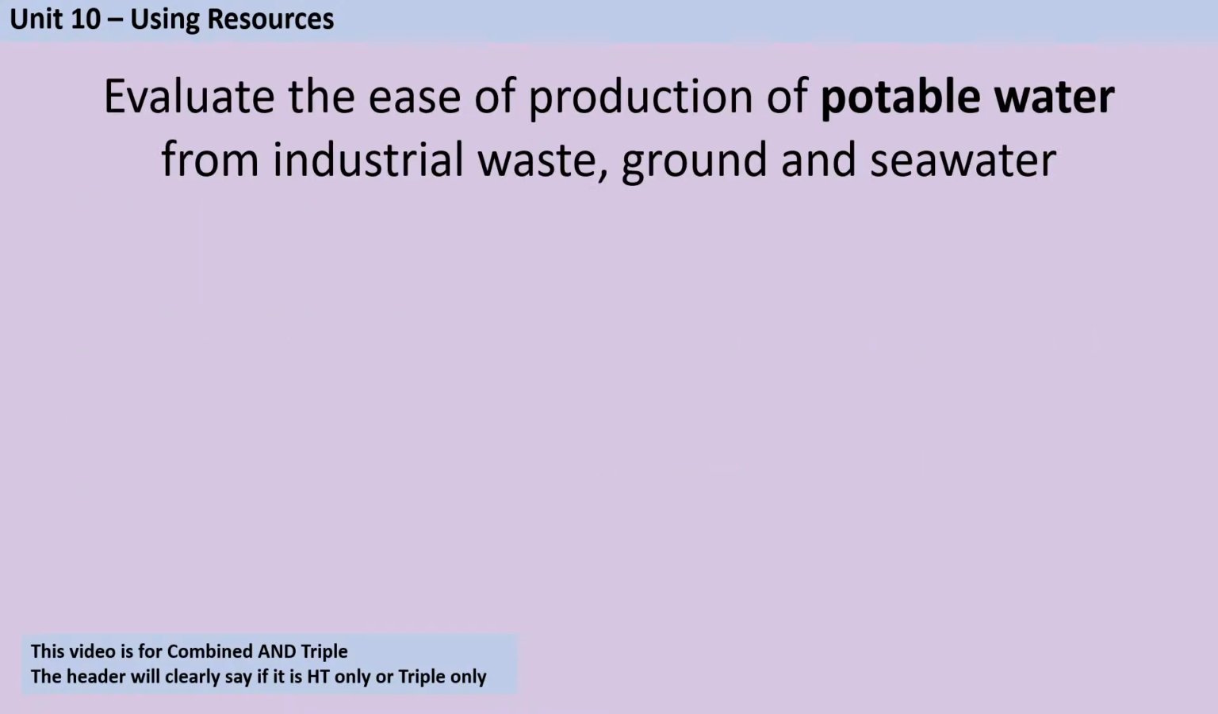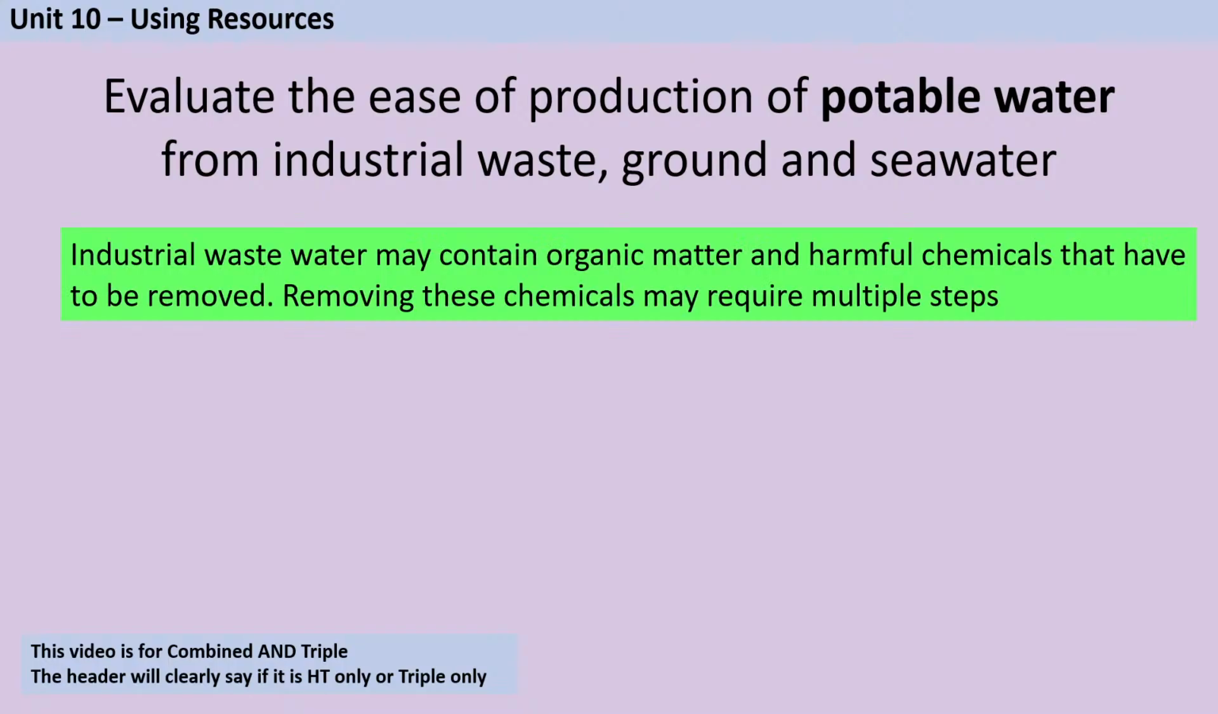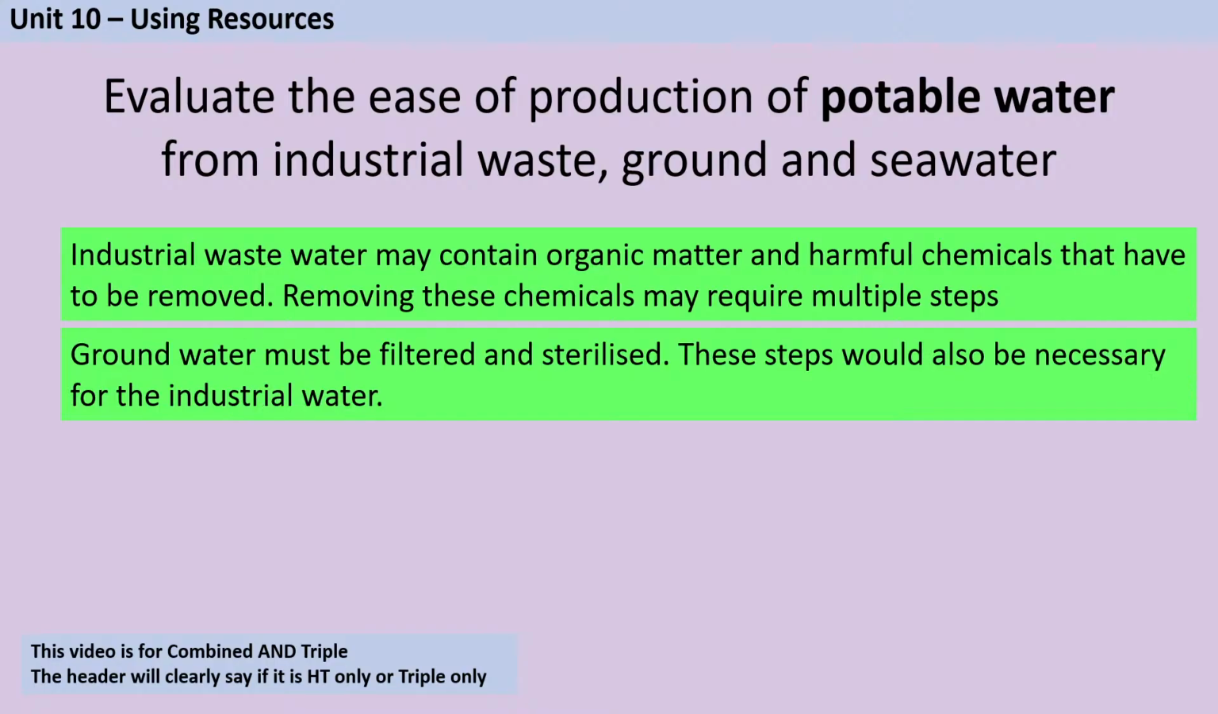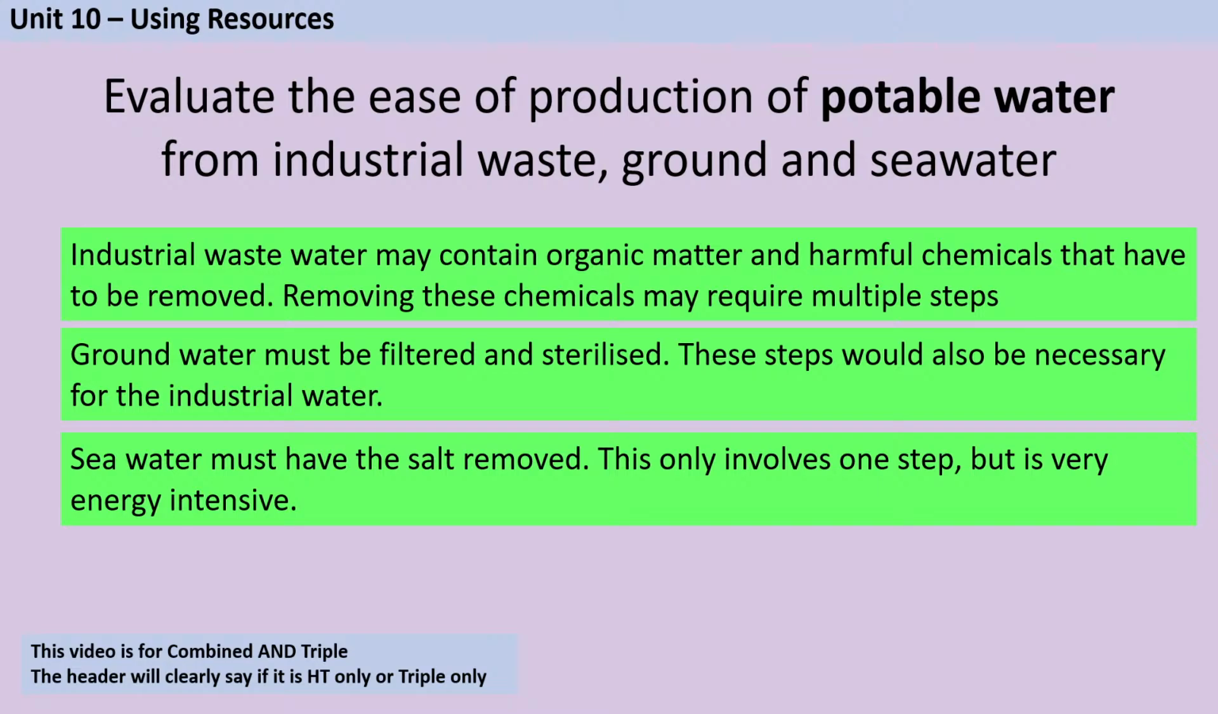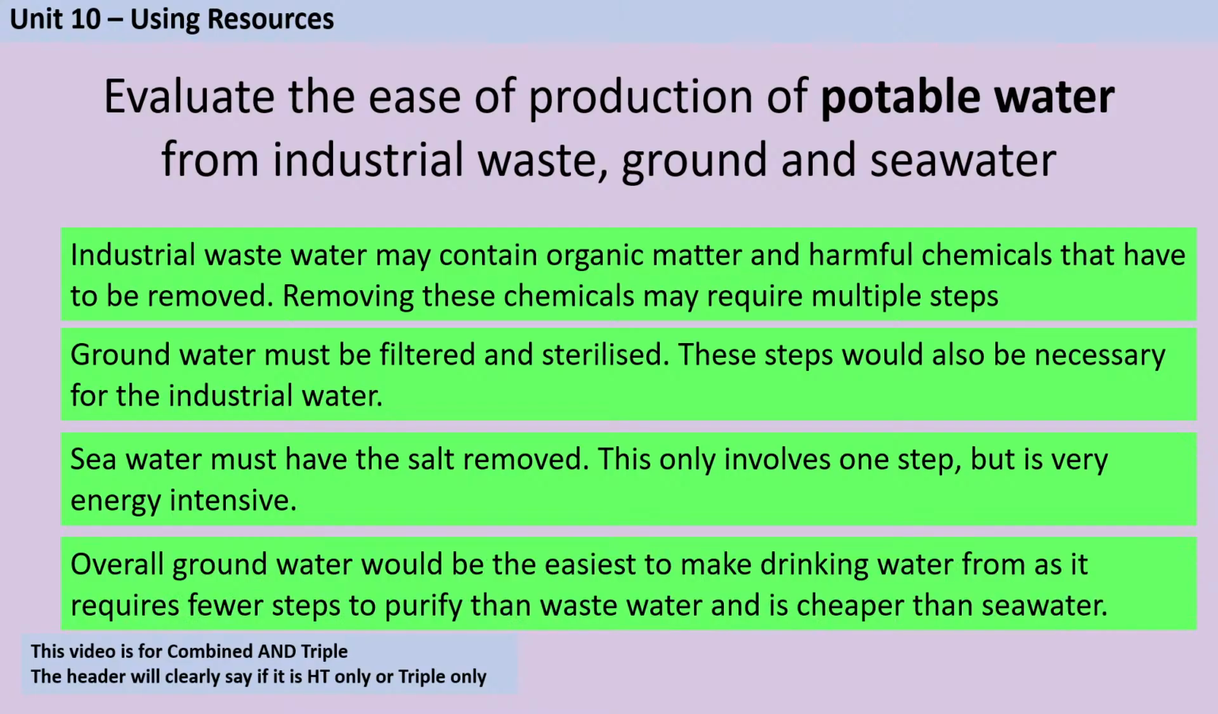So again, this is a prime opportunity for an evaluate question. So again, you need to compare and you need to come up with a conclusion. So we would talk about things like the fact that industrial wastewater is going to require lots and lots of steps. And for groundwater, we would need to do filtering and sterilising, but you would also need to do that for industrial wastewater. You could talk about the fact that purifying water from seawater is only one step, but it's very energy intensive. And then you write a conclusion.